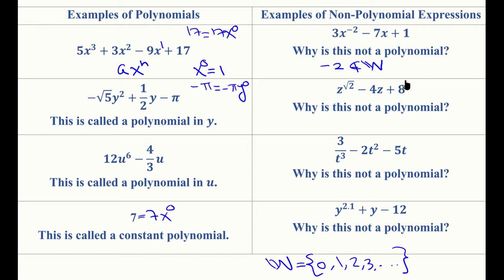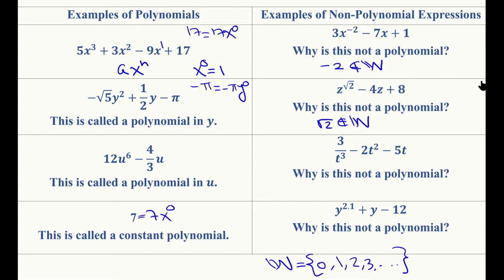All right, so here we have another expression which is not a polynomial for a very similar reason. Again, because the exponent on this first term is not a whole number, and we know what the whole numbers look like. So again, here we can say the reason this is not a polynomial is because of the fact that square root of 2 does not belong to the set of whole numbers either.